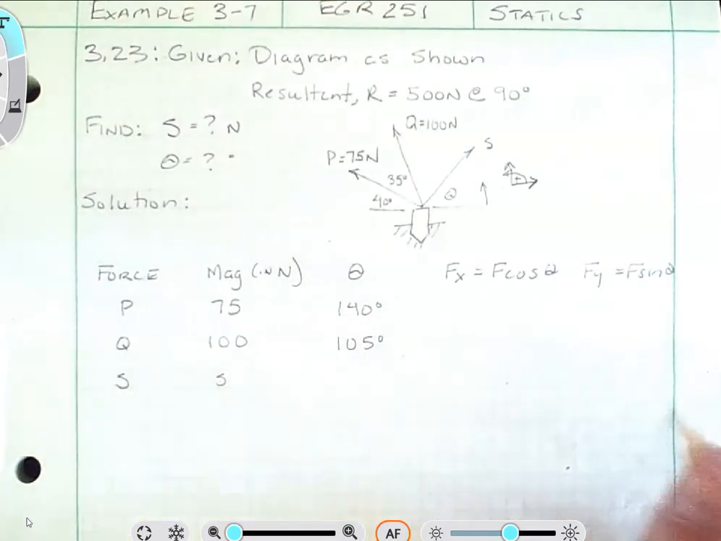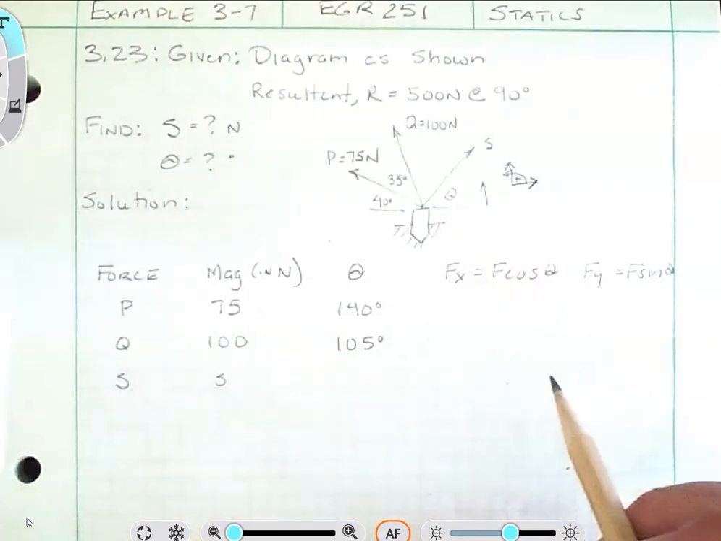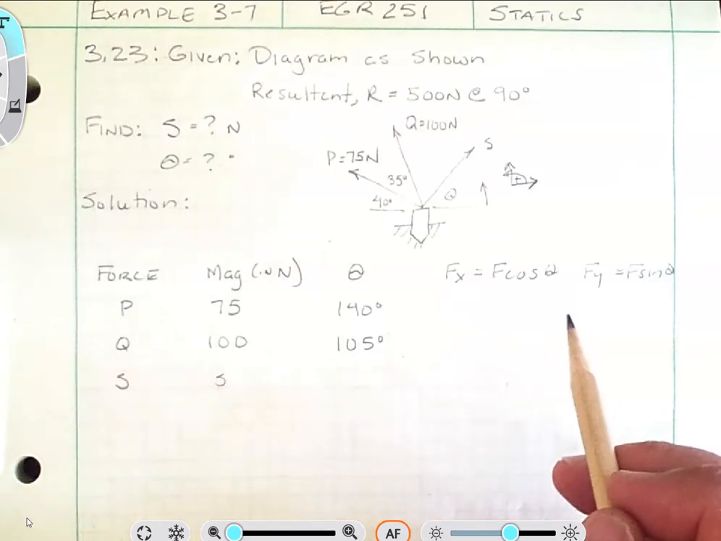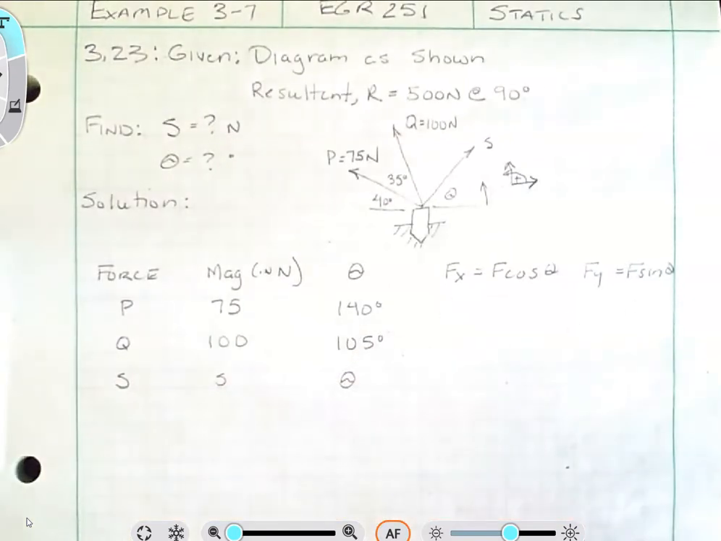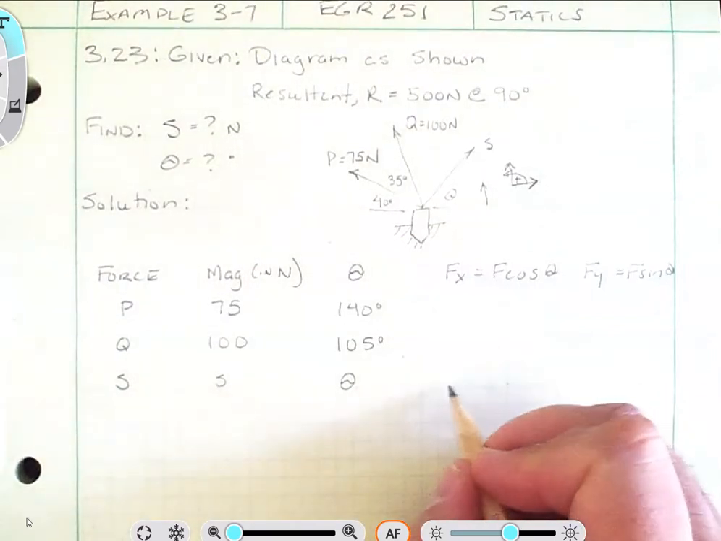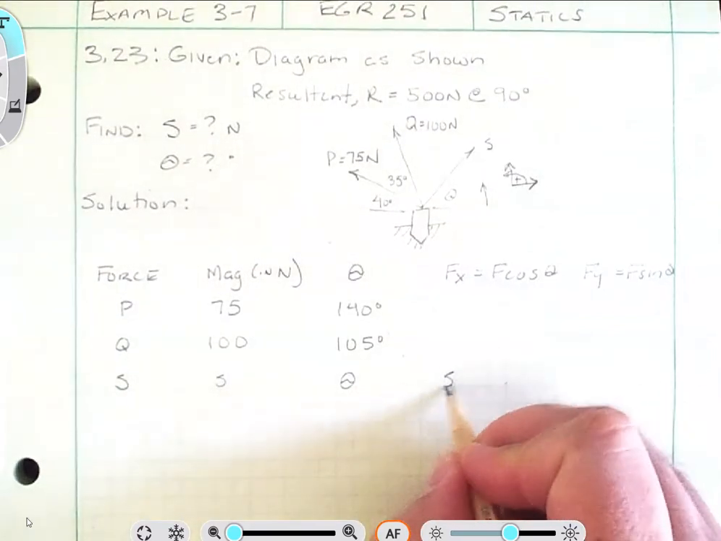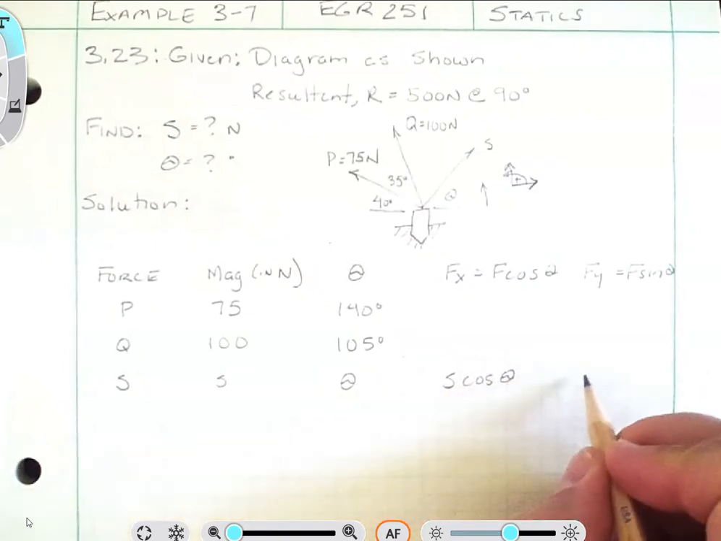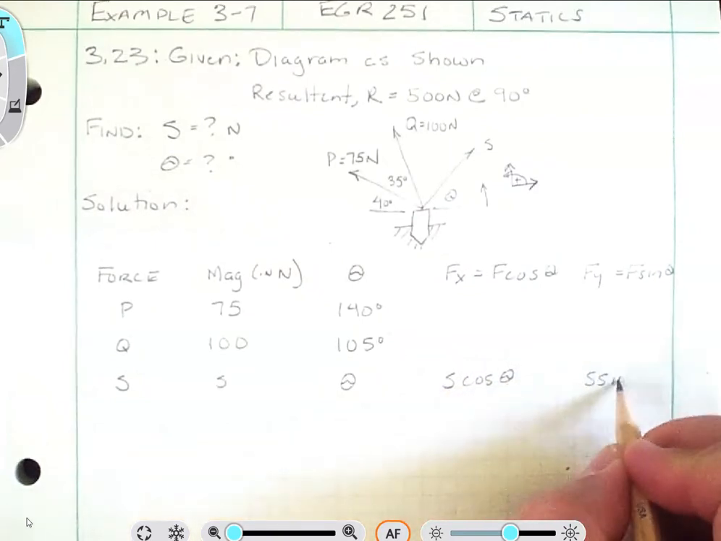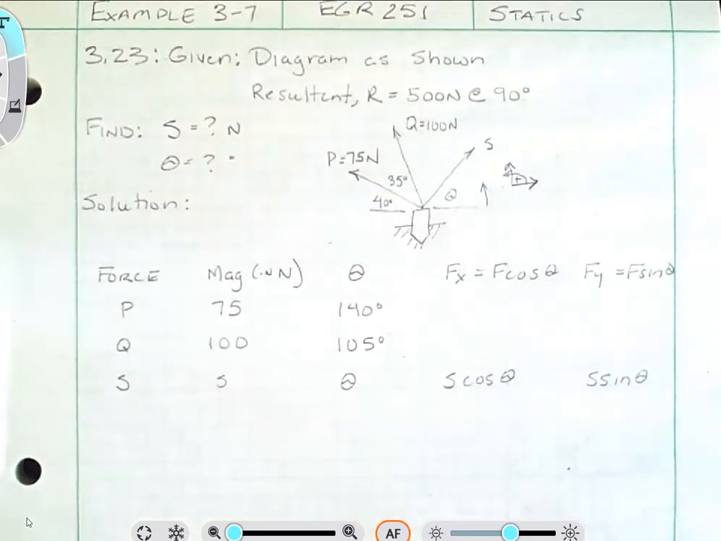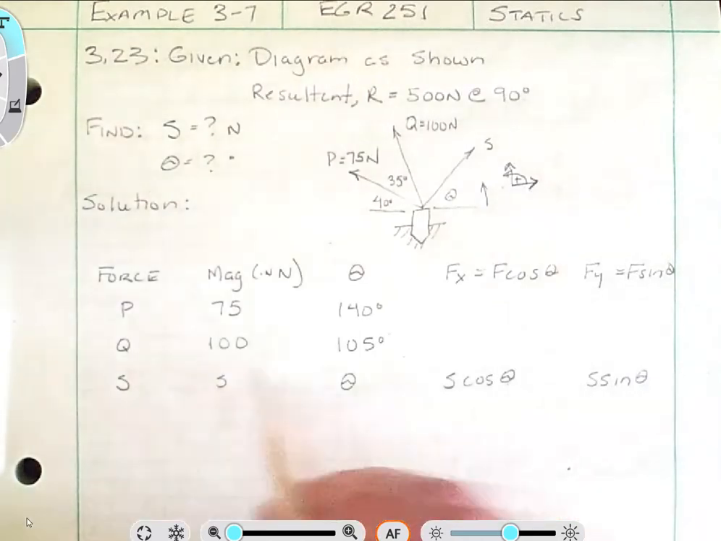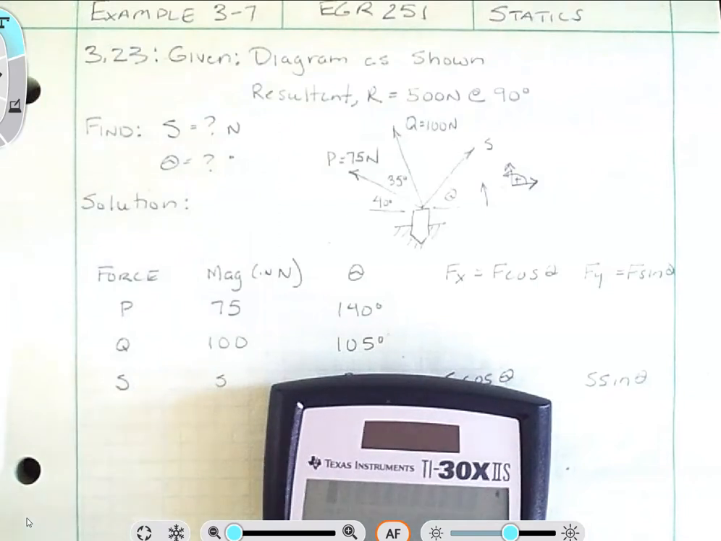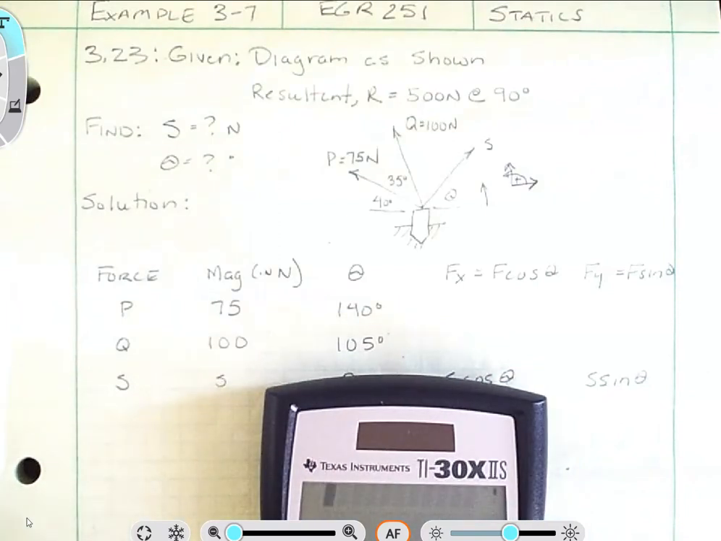The fact is, if you do this with respect to the positive horizontal, you will always get the right signs, whether they're for your F of x or F of y. And then, of course, down here, we don't know what it is, so it's theta. This one down here is just going to be S cosine theta, and this one is going to be S sine theta, because those are our two unknowns. Now, these, on the other hand, we can solve for. If you take a look, we can say 75 times the cosine of 140.